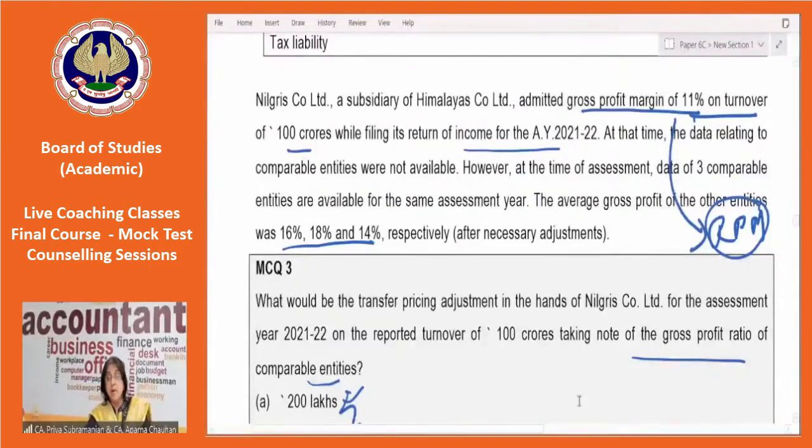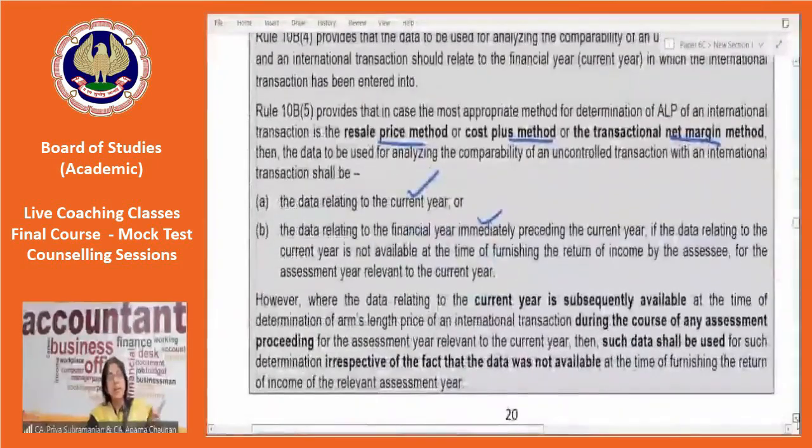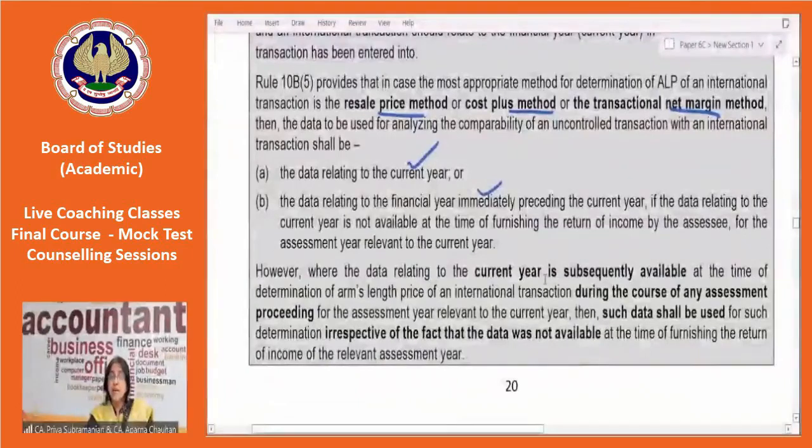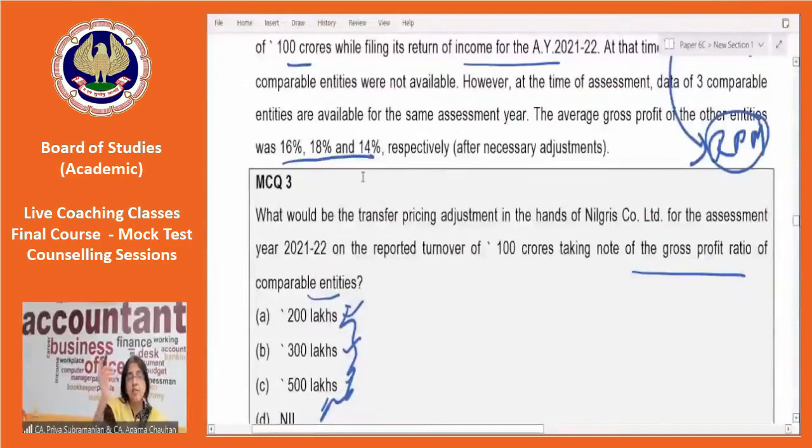But subsequently, at the time of assessment year, when current year data is available, where data relating to the current year becomes subsequently available at the time of determination of ALP during the course of assessment, the current year data is used irrespective of the fact that it was not available at the time of filing. So now at the time of assessment, when the current year data is available, gross profit margin of the 3 comparable entities is given, I have to compute my ALP based on this data, even though this was not available at the time of filing.